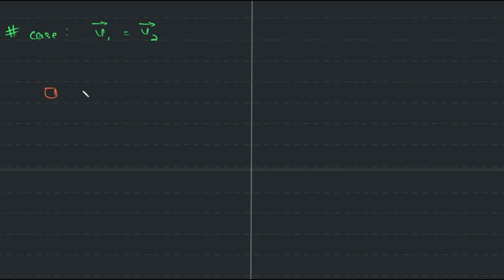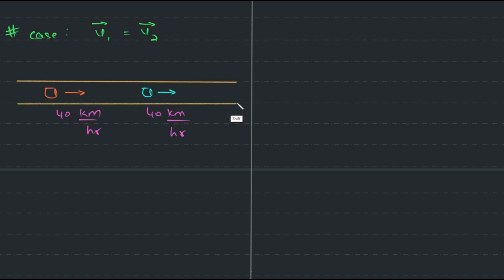So basically, let me show a case. You have one car and you have another car. Both are moving at 40 kilometers per hour, and they are moving in a straight line. So this is a straight road somewhere in a desert, very straight for at least say 4 kilometers. Now, if the gap between them happens to be say 20 meters.